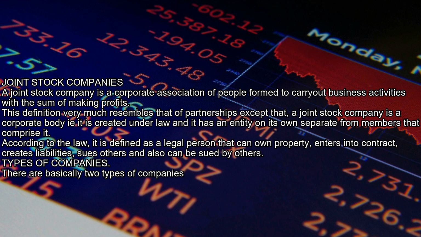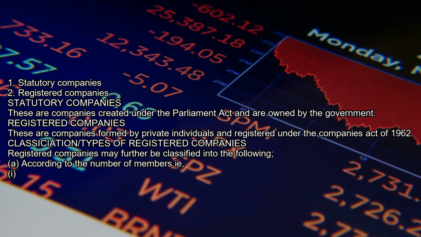According to the law, it is defined as a legal person that can own property, enter into contracts, create liabilities, sue others, and also be sued by others. Types of companies. There are basically two types of companies: 1. Statutory companies. 2. Registered companies. Statutory companies are companies created under the Parliament Act and are owned by the government. Registered companies are companies formed by private individuals and registered under the Companies Act of 1962.